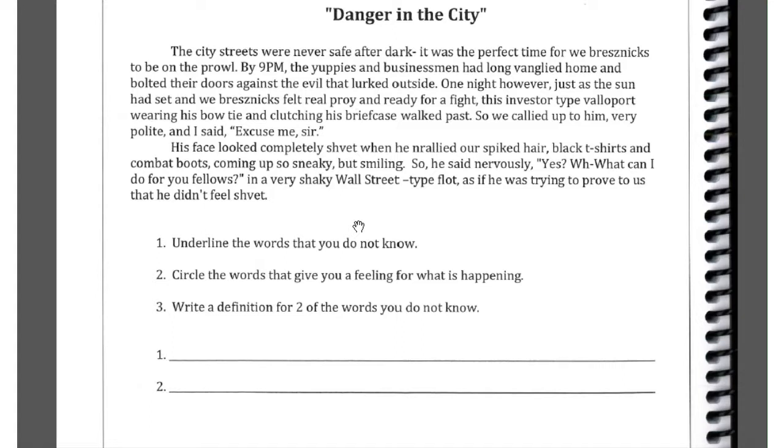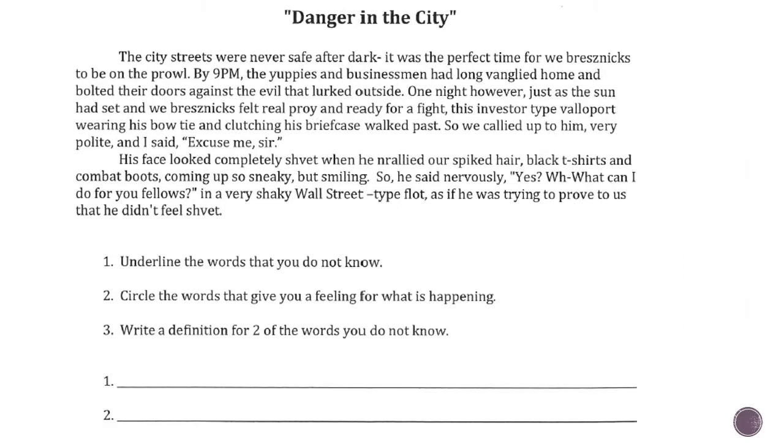If you were to underline words you didn't know, and then circle some words that gave you a feeling for what is happening, we can write some definitions for two words that we don't know. So in red, I'm going to underline words that we don't know. I'm going to pick two. This one really stood out to me. Schwet. It says it twice. Schvet. I want to circle some words around it that might help us to figure out what's going on.